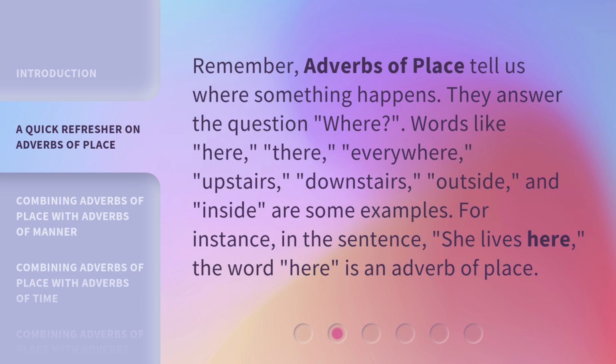Remember, adverbs of place tell us where something happens. They answer the question, where? Words like here, there, everywhere, upstairs, downstairs, outside, and inside are some examples. For instance, in the sentence, she lives here, the word here is an adverb of place.